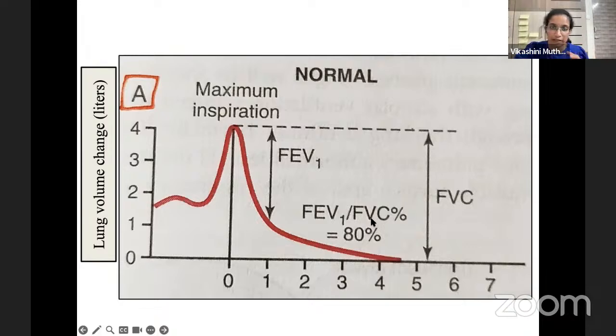So that goes into the denominator. See, this is 4 liters. So 4 liters goes into the denominator. Now what comes into the numerator is the volume expired in the first second. Are you getting me right? So this is the volume exhaled in the first second, which is somewhere around 3.2 liters. So 3.2 liters out of 4 liters is being exhaled in the first second. And when you calculate the ratio, it comes around 80%. Got it? Very simple. So this is normal.